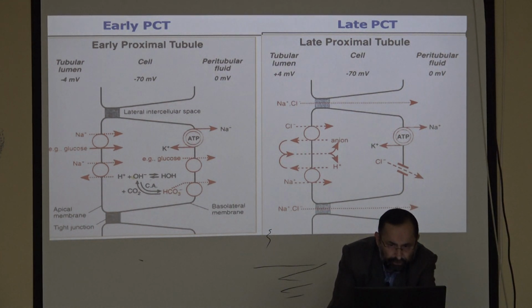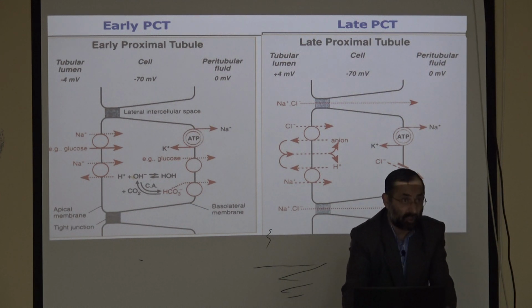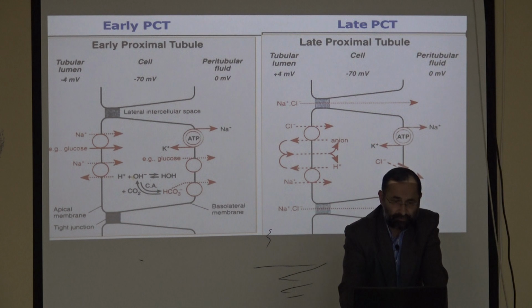And you see sodium, you're focusing on sodium, all right? The movement of sodium, how sodium is getting reabsorbed. We are talking about the sodium, okay?